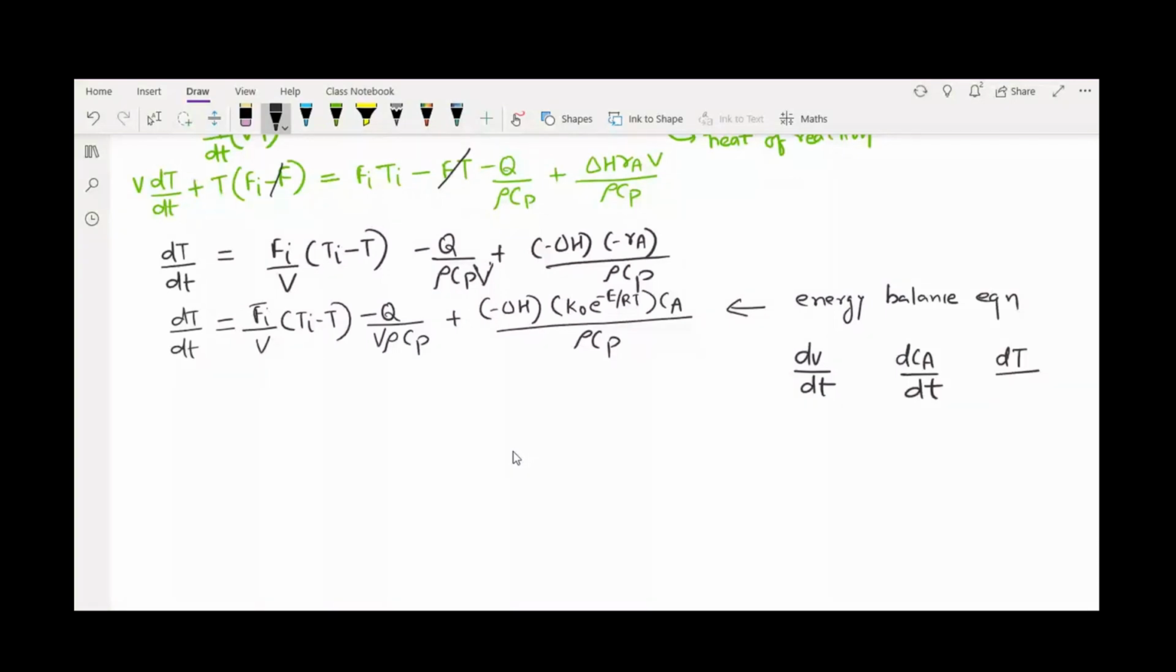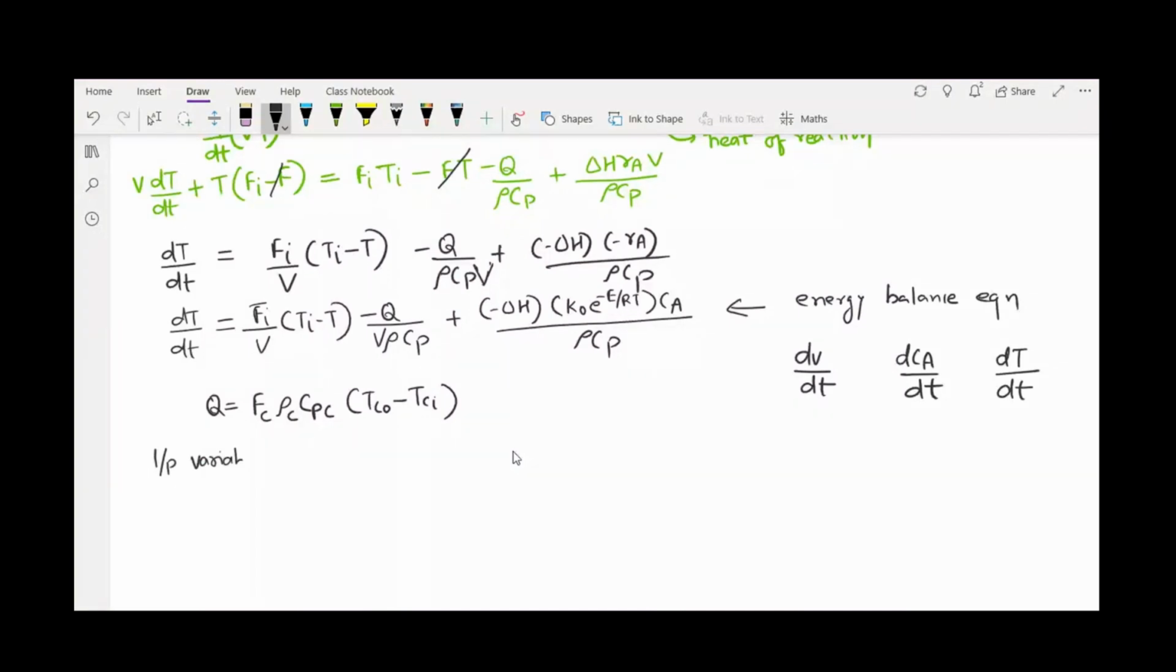The expression for Q we can write as Q equal to Fc, the flow rate of the coolant, times rho, the density, times Cpc, the heat capacity of the coolant, times (TCO minus TCI), where TCO is the outlet coolant temperature and TCI is the inlet coolant temperature.